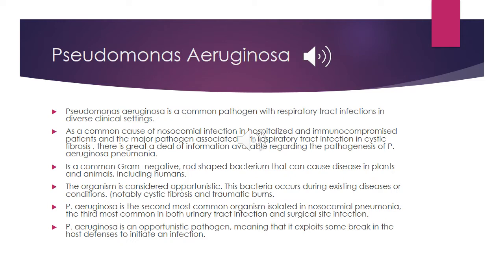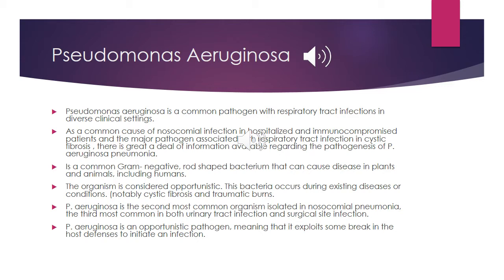Pseudomonas aeruginosa is a gram-negative bacterium, which is an opportunistic pathogen that is normally found in habitats such as soil, surfaces, and in aqueous environments. And it also exists in diseases or conditions such as cystic fibrosis and traumatic burns.